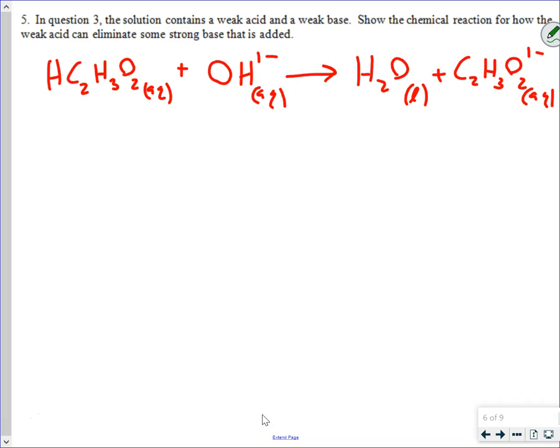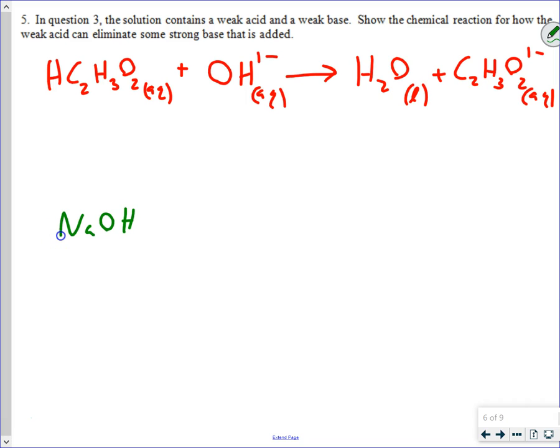Something else that comes up with buffers is they're supposed to be resistant to pH change, meaning if I add some strong acid or some strong base to my buffer, it should be able to neutralize that. That's the whole point of what a buffer does. So, if I use the buffer from question number 3 on 3.01, and let's say I add some strong base to that.